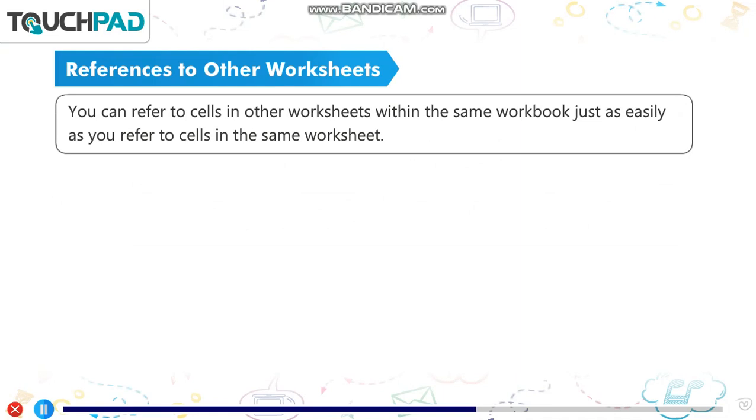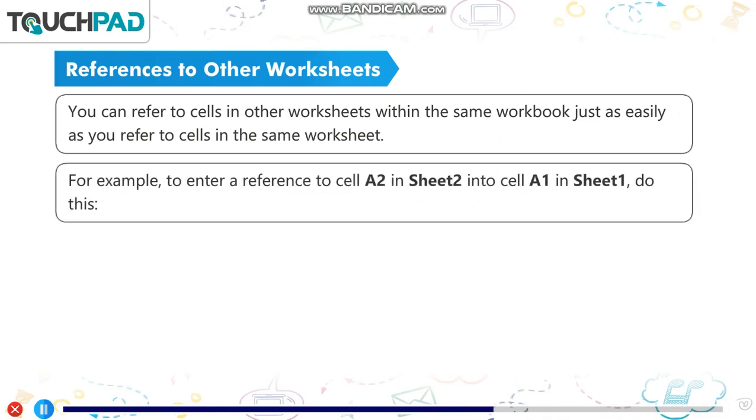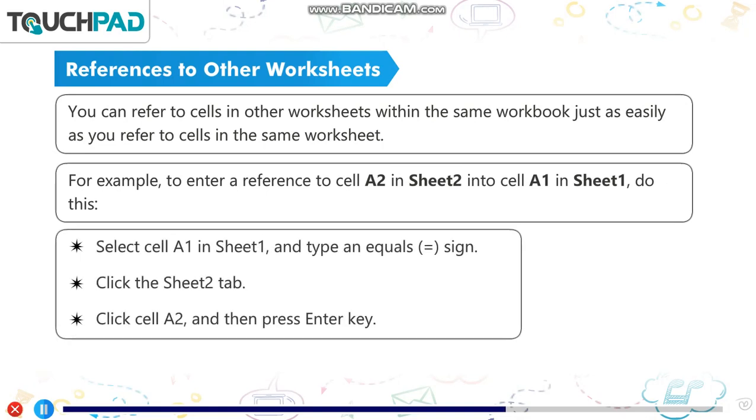References to other worksheets. You can refer to cells in other worksheets within the same workbook just as easily as you refer to cells in the same worksheet. For example, to enter a reference to cell A2 in Sheet2 into cell A1 in Sheet1, do this. Select cell A1 in Sheet1 and type an equal sign. Click the Sheet2 tab. Click cell A2 and then press the Enter key.